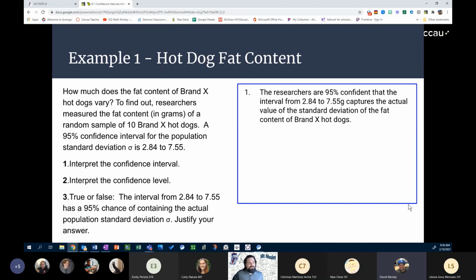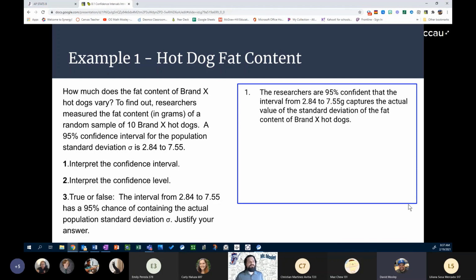The interpretation would be the researchers are 95% confident that the interval from 2.84 to 7.55 grams captures the actual value of the standard deviation of the fat content of brand X hot dogs. So again, the verbiage is important. This should match up pretty close to what's in your notes for what we should say for a confidence interval. We're 95% confident that the interval we found from our sample captures or contains the actual value of the standard deviation of the fat content.